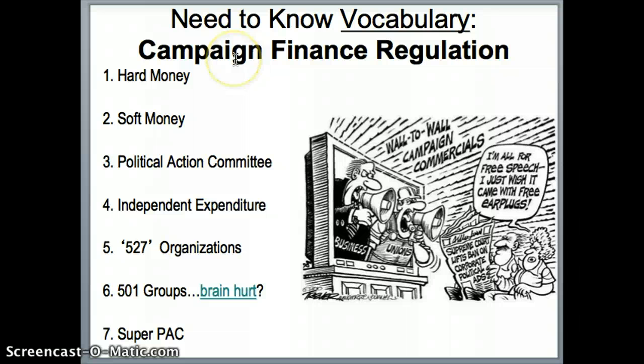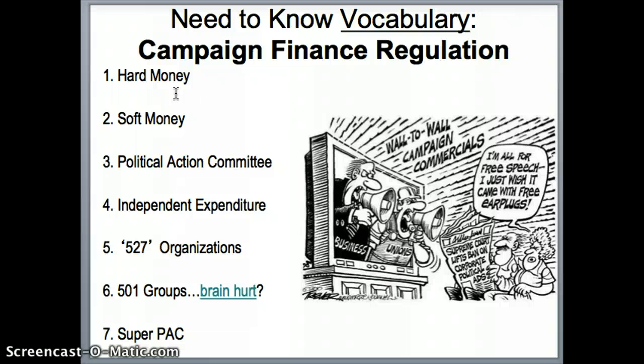Okay, so the hardest and most challenging part of campaign finance regulation is just the vocabulary that's involved. If you're in my class, I gave you a handout that's based on a lot of information from the New York Times, Open Secrets, and a lot of other great websites. Hard money and soft money, these terms have been around for a while. Hard money is money given directly to candidates, with lots of regulations there.